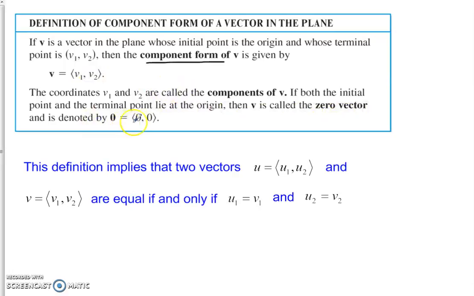The 0 vector is denoted by bold 0, which in component form would be ⟨0, 0⟩. This is called component form when it has this kind of bracketing on it. The definition applies: two vectors can only be equal if and only if each of their components are equal. So u1 has to equal v1 here, and u2 has to equal v2.